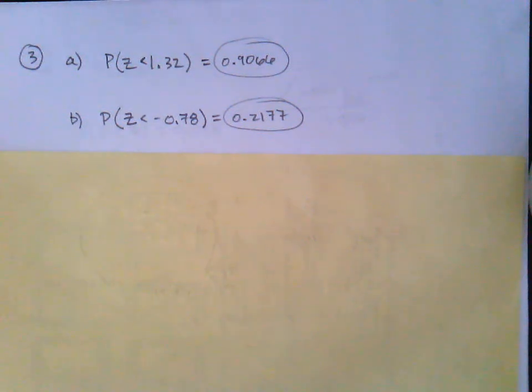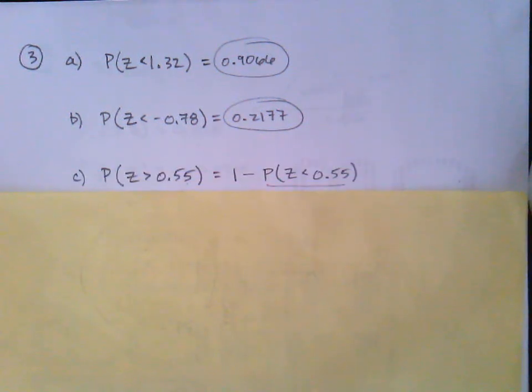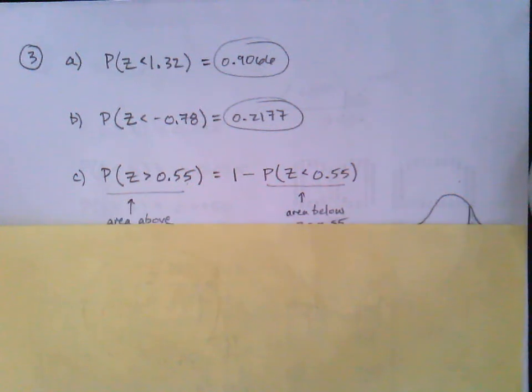What's different about part C? Okay, part C, we've got a greater than. So remember how we approached a greater than for the continuous random variable. How did we approach a greater than? Because we can only find probabilities less than, and if you remember, for a greater than, you take a complement. So here we go. The probability that z is greater than 0.55, we do it as 1 minus the probability that z is less than 0.55.